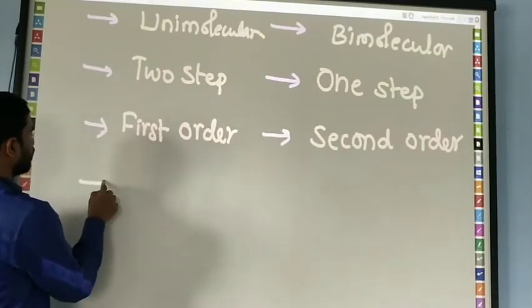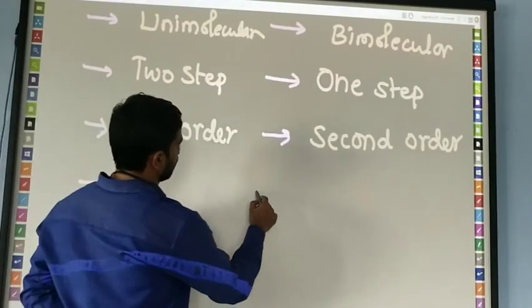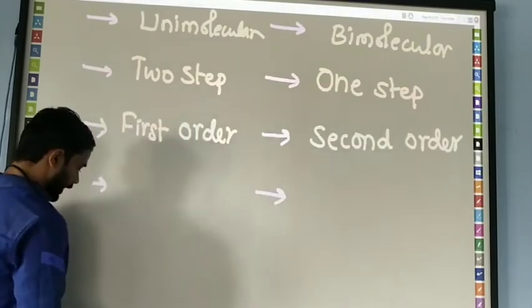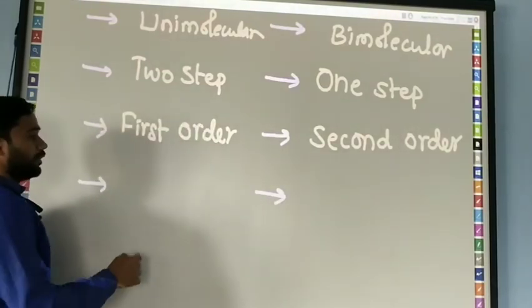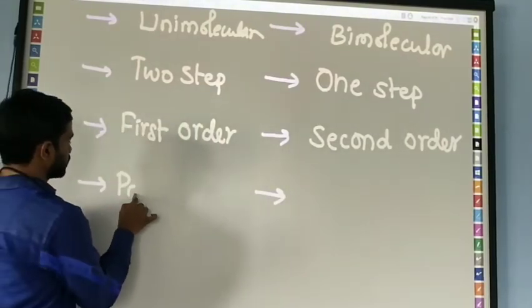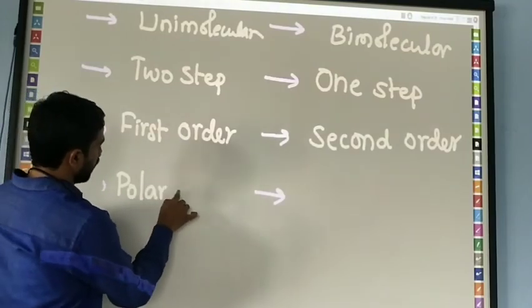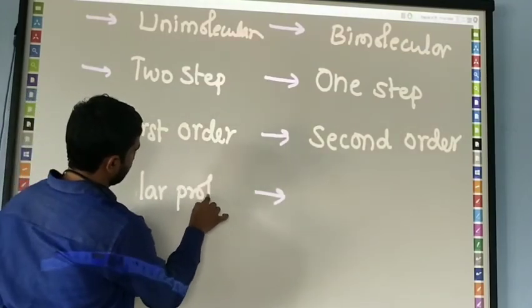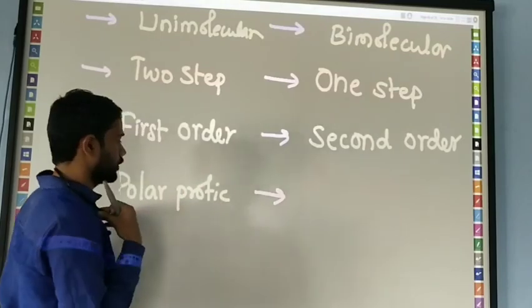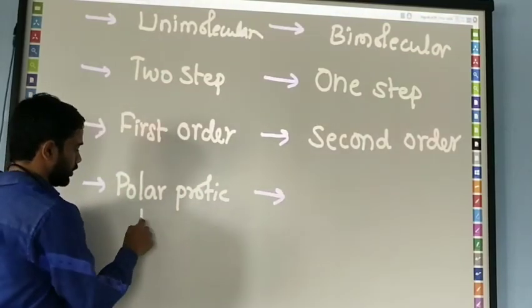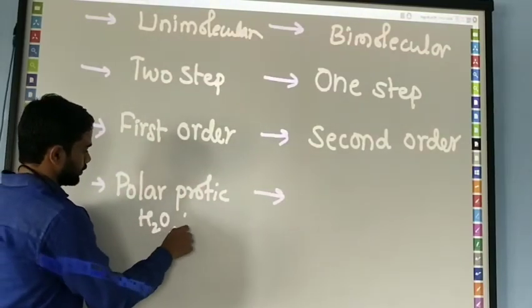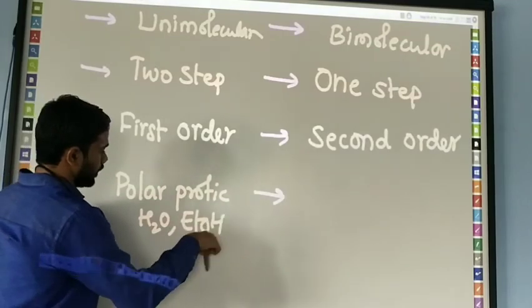Which solvent is required here? In the case of SN1, we require the polar protic solvent. Let me take water, alcohol, ethanol, etc.